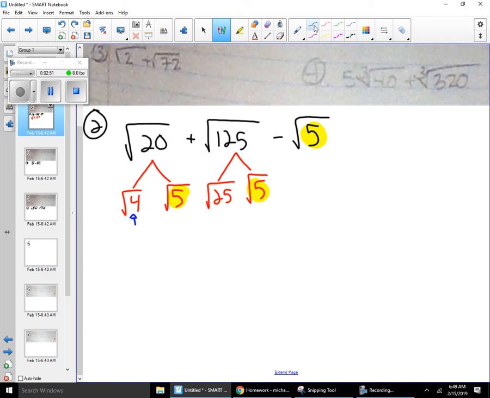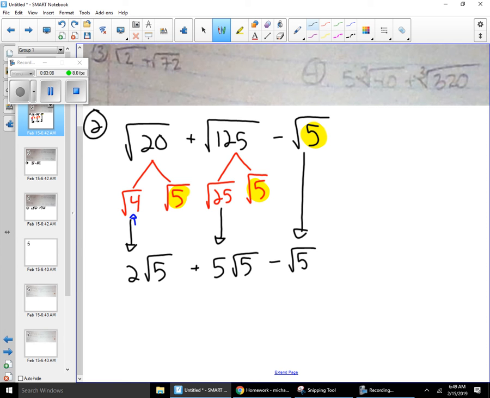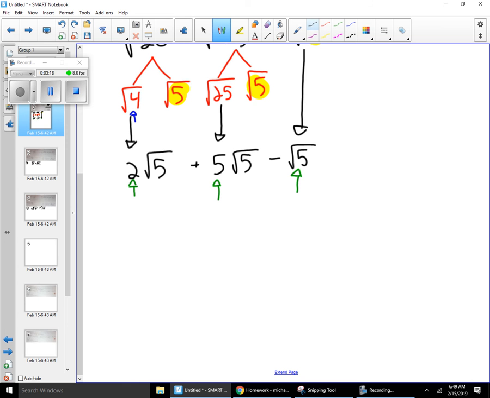So the square root of 4 is 2, so I have a 2 root 5. The square root of 25 is 5, so I have 5 root 5. And then we also have this negative root 5 at the end. So I've got 2 apples, and you give me 5 more apples. That's 7 apples, but then we eat 1, so there's only 6 left. 6 root 5.